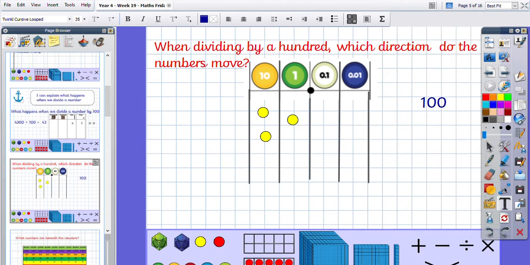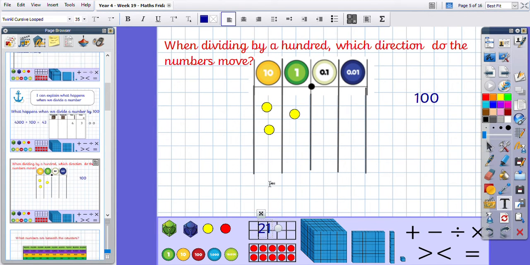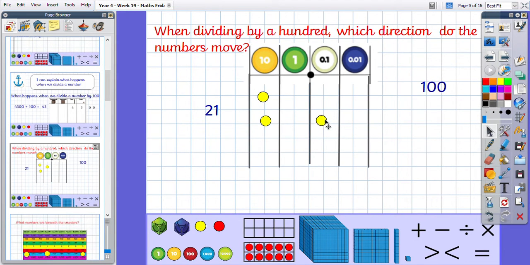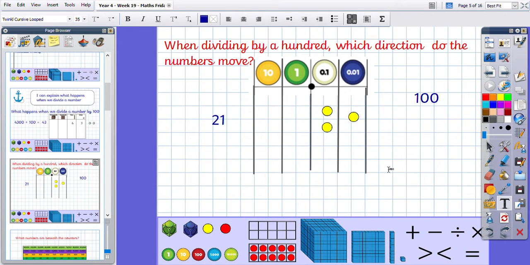So our number here is 21, and we are choosing to divide that by 100, so let's move this 2 places, and this 2 places, and this 2 places. So our answer would be 0 because I've got no ones, point, so my decimal point, 2 tenths and 1 hundredth.